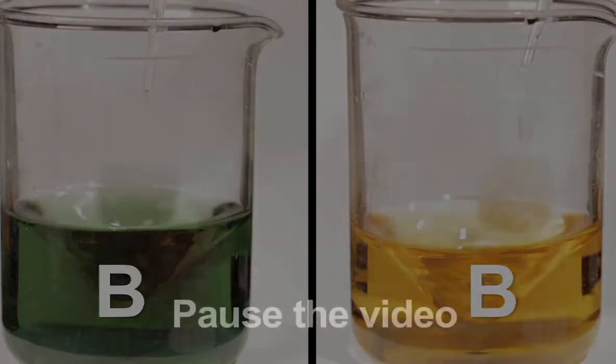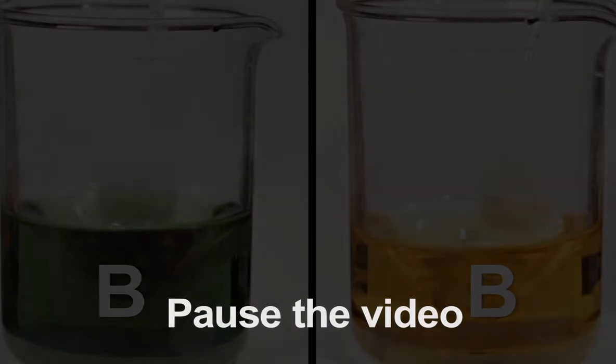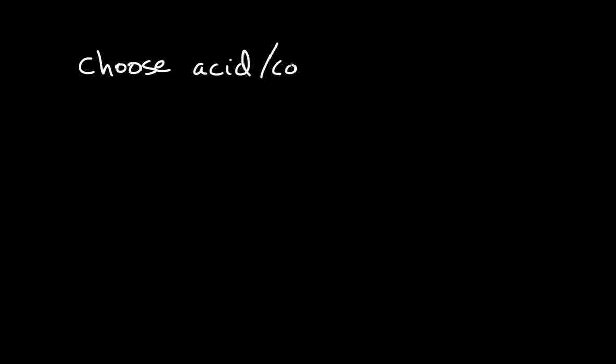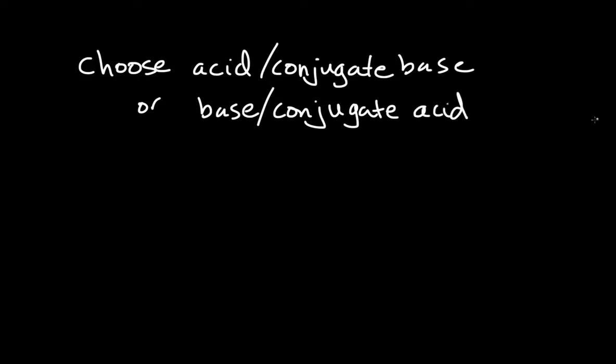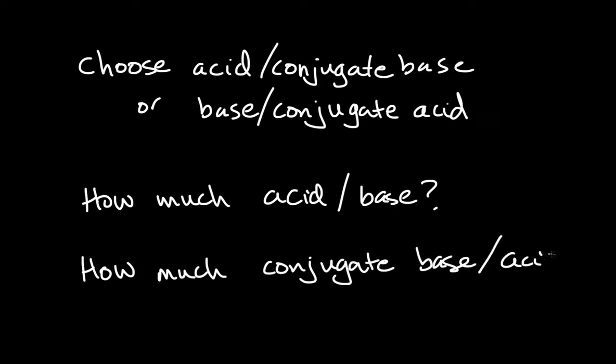In designing a buffer solution, you have a lot of choices to make. Pause the video and suggest a few factors you should consider when designing your first buffer. First, you have to choose your specific acid conjugate base or base conjugate acid pair. Then you have to decide how much of the weak acid or base you want to use. Finally, you have to decide how much of the conjugate species you want to have at equilibrium. Each of these decisions affects the pH and buffer capacity of your final buffer. Let's look at each of these in turn.